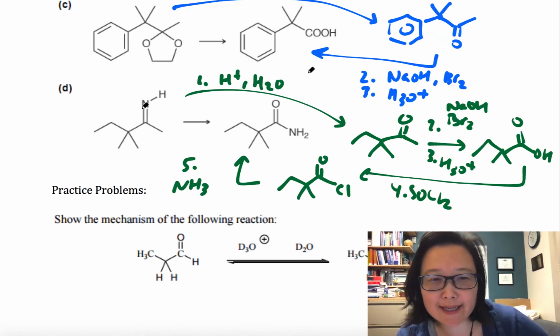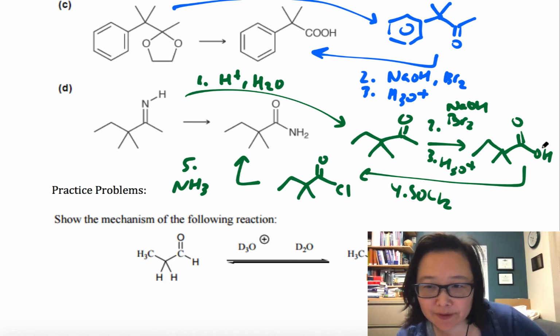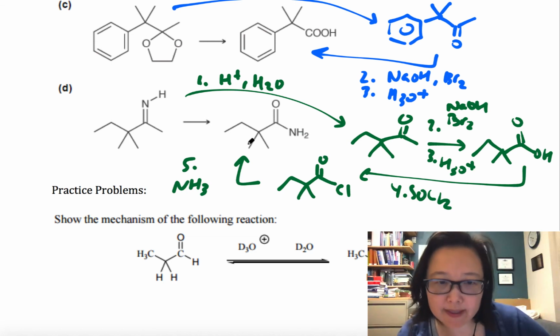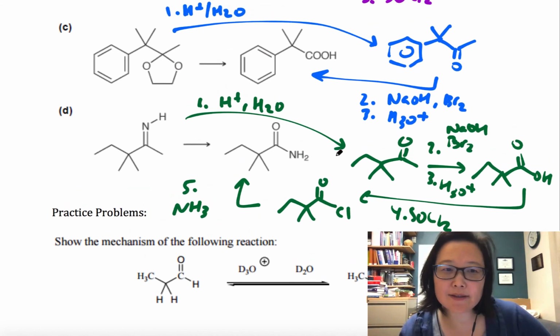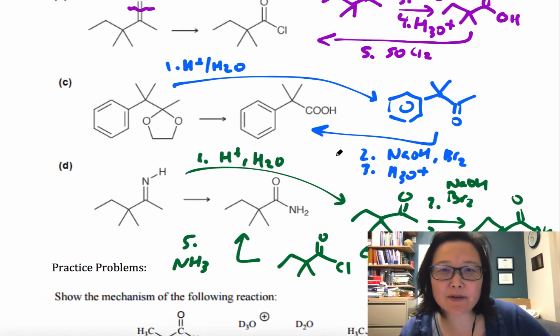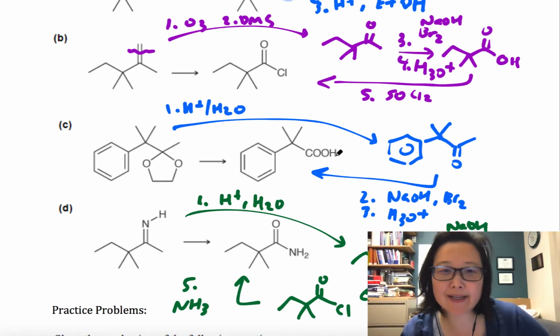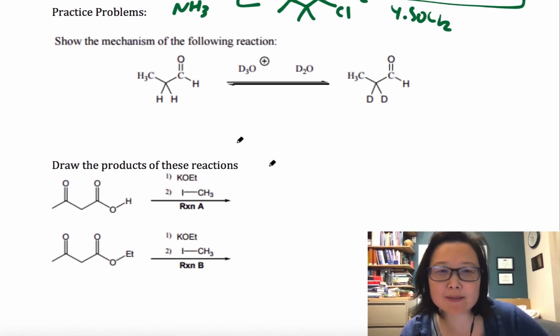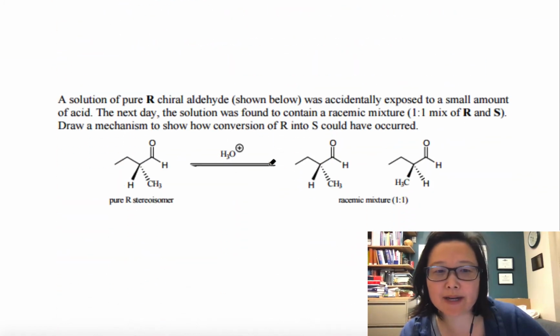Last one is an imine back to the carbonyl. So we have to reverse the reaction. Instead of acid with amine, we need acid with water. So we do that, and then do the haloform reaction because I have a methyl ketone here. After acid workup, I do thionyl chloride, and then ammonia, and I get my amide. Okay, so those are it. I would write a list of these reactions, and then practice mechanism and synthesis with these practice problems.